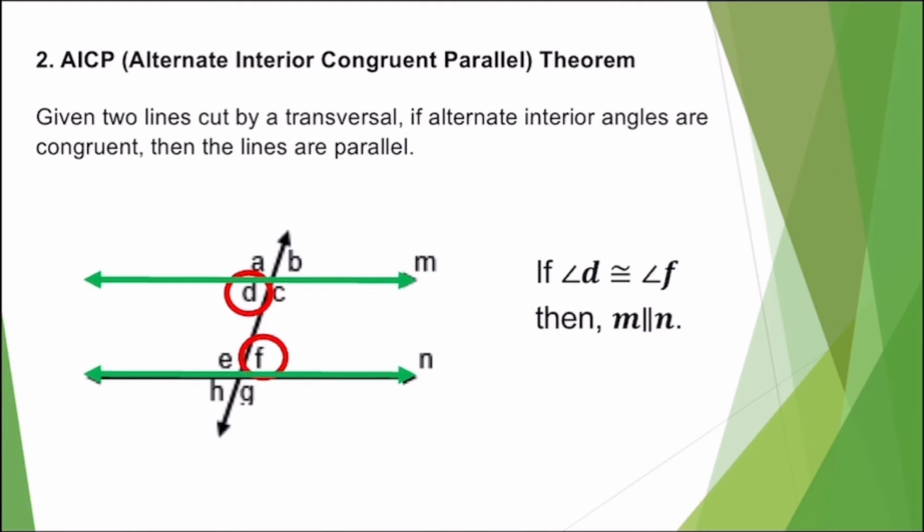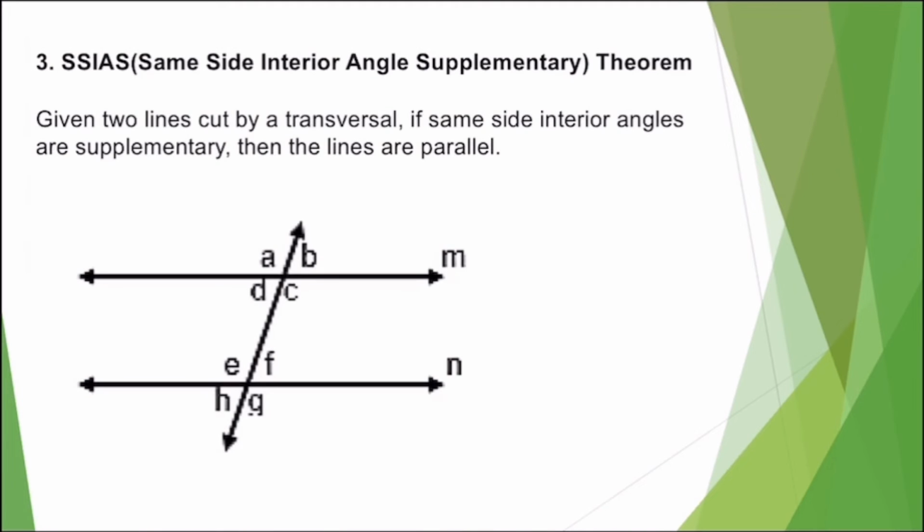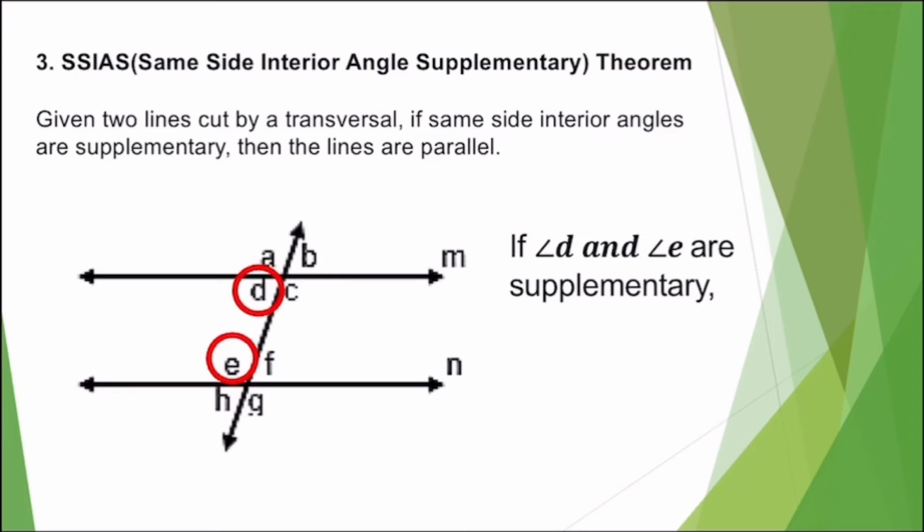Next, we have the SSIAS, or the same side interior angle supplementary theorem. Given two lines cut by a transversal, if same side interior angles are supplementary, then the lines are parallel. So from our statement here, we have: if angle D and angle E are supplementary, then M is parallel to N.